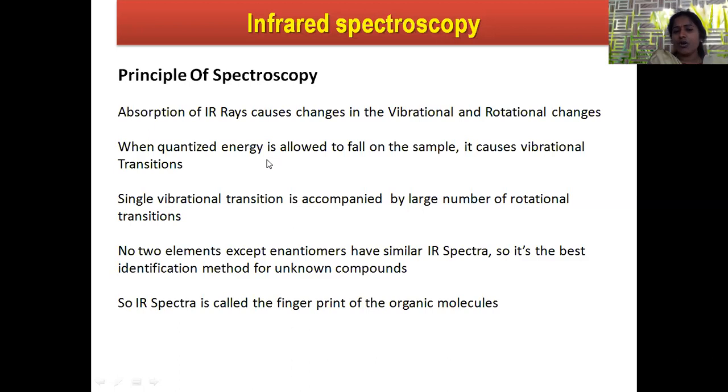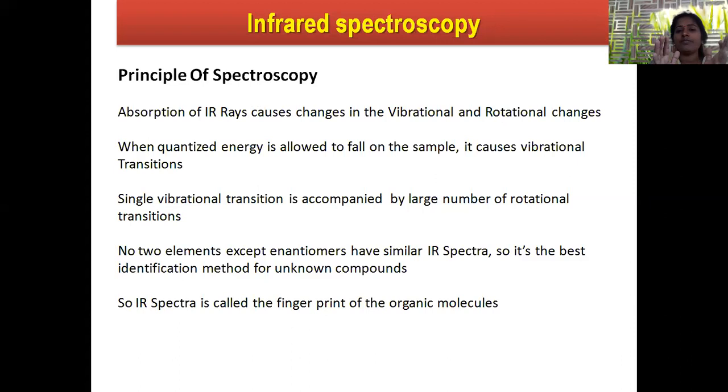When IR waves, which are quantized amounts of energy, fall on the sample, they cause vibrational transitions. A single vibrational transition is accompanied by a large number of rotational transitions. V0 is the ground vibrational state, and the species is excited to the V1 state, the first vibrational state. When the species is excited from V0 to V1, it is associated with a large number of rotational transitions, because within a single vibrational level, a large number of rotational levels are also present. Hence it is called a vibrational-rotational transition. IR is also called vibrational-rotational transition.